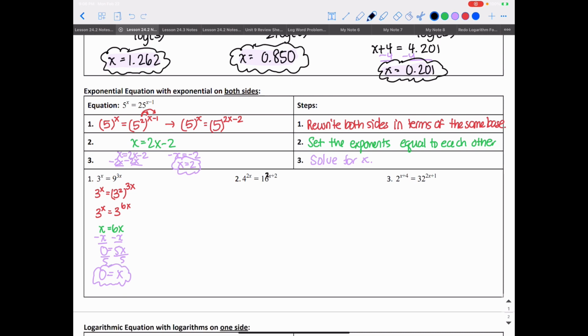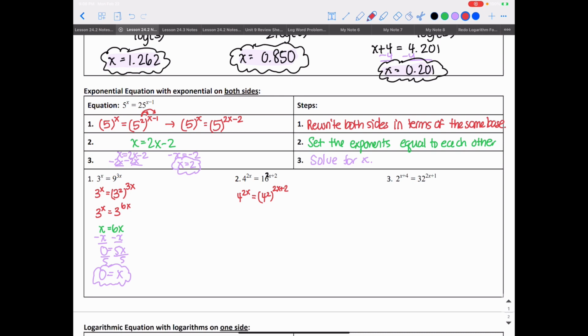For number 2, I have 4 to the 2x power is equal to 16 to the 2x plus 2 power. I want to know what base 4 and 16 have in common, and that base is 4. I leave the left-hand side alone, 4 to the 2x power, and on the right-hand side, I have 4 to the second power raised to the 2x plus 2 power.